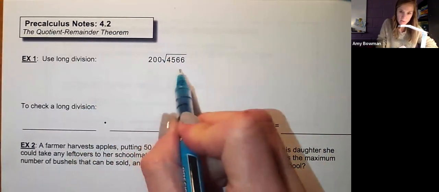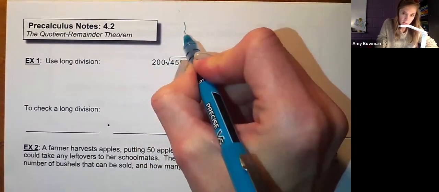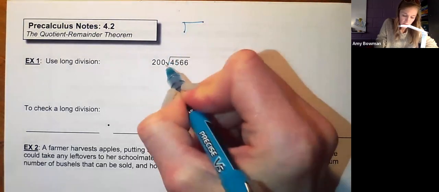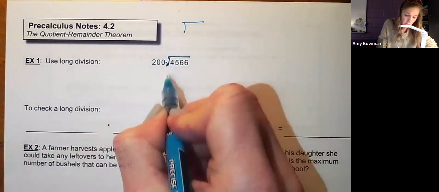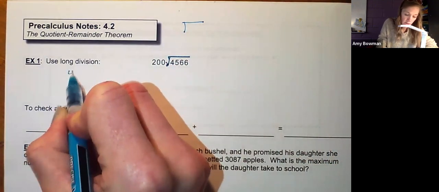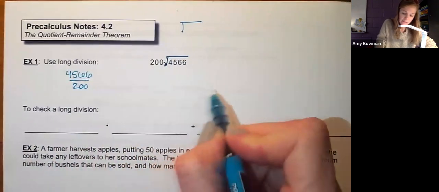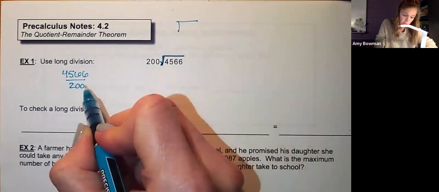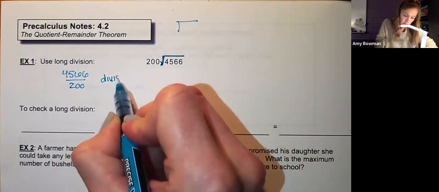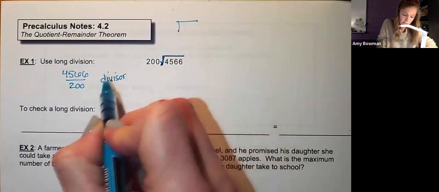Okay, so for this long division right here, I know that looks like the square root symbol. We also use this symbol for long division. This right here means we're dividing 4566 by 200. So this is the actual division that's taking place. This is the setup for long division. 200 is our divisor. So basically we're seeing how many times 200 goes into 4,566.